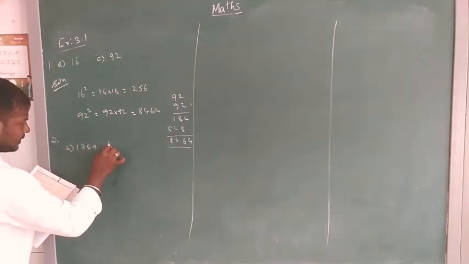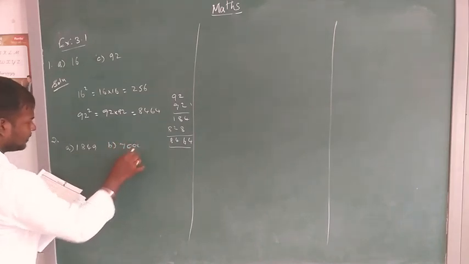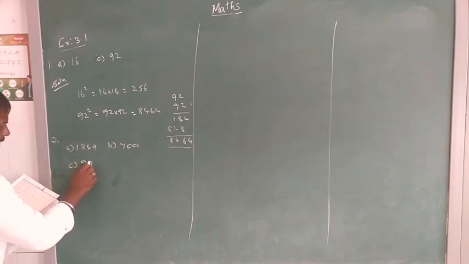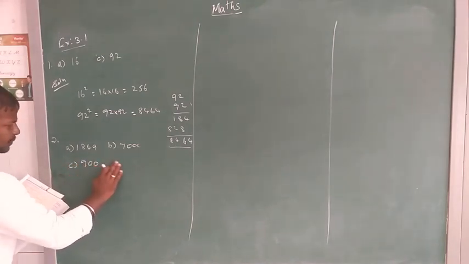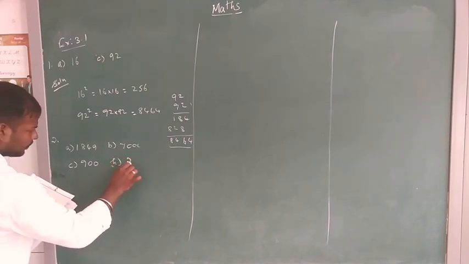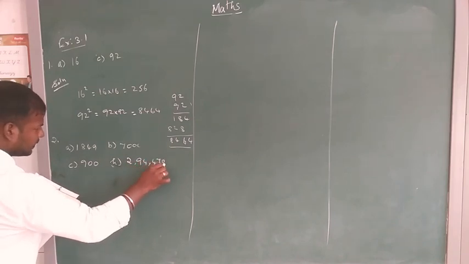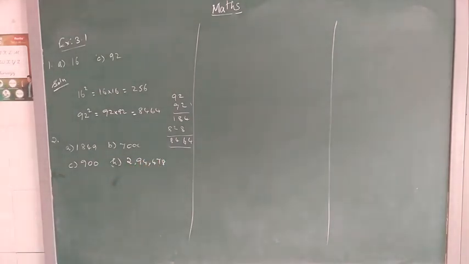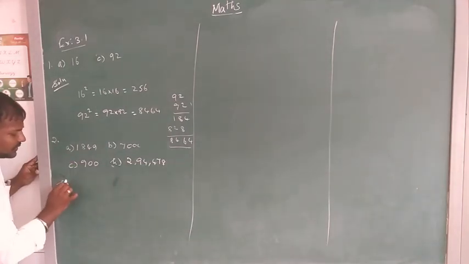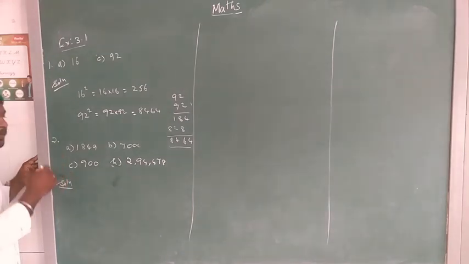The first one is 1849. Then the B problem, 7000. And the C problem, 900. And the H problem, 294,478. We want to find which are not perfect squares. Then what about the first one? Solution. The first one is ending with 9, so it may be possible to be a perfect square.